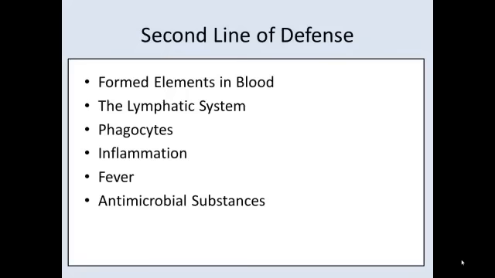Okay, now we're going to talk about the second line of defense. What happens if the foreign invader, the microbe, gets past your first line of defense, the physical, chemical, and competing microbes that are your first line of defense? Now we're going to talk about the formed elements in the blood. We're going to talk about your lymphatic system, your phagocytes, inflammation, fever, and antimicrobial substances.